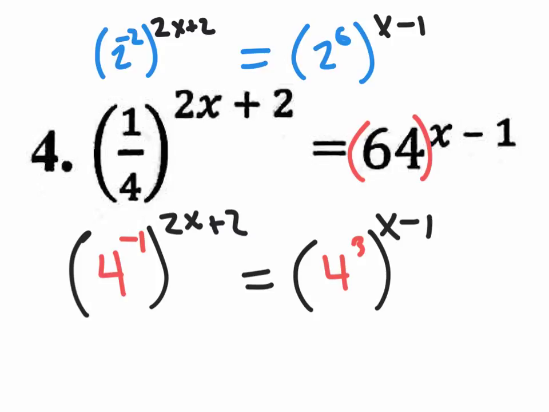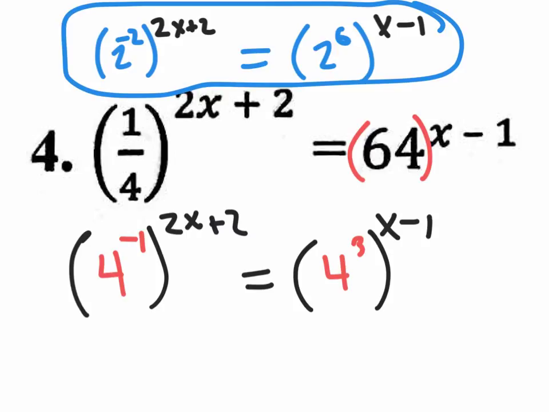Okay? So you could have also gone this route, changed them both to base 2, but changing to base 4 is a little easier because it's easier to distribute the negative 1 and the 3 instead of negative 2 and 6. It's up to you. You're going to get the same answer anyway. Okay, so this is a different option up here. It's up to you guys.